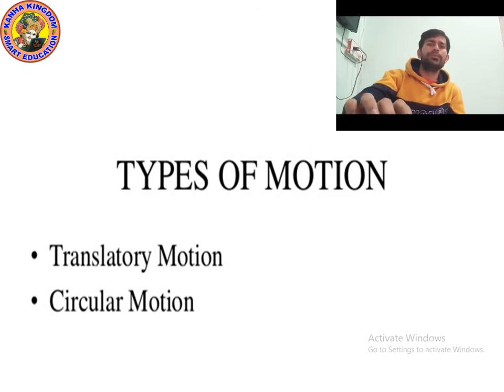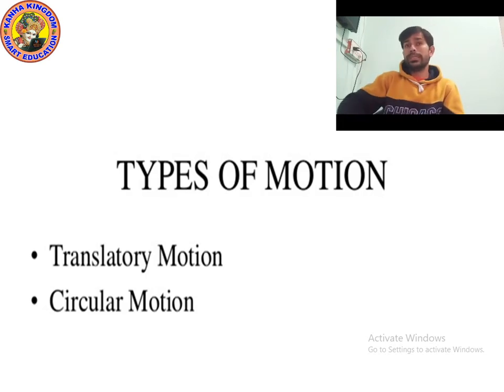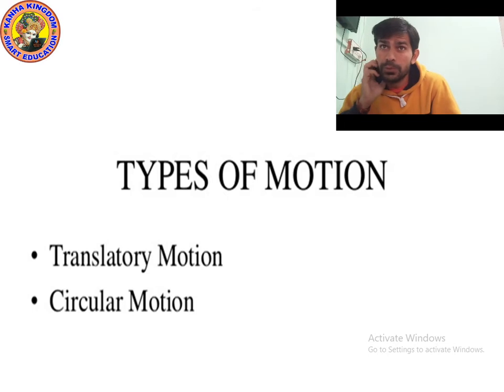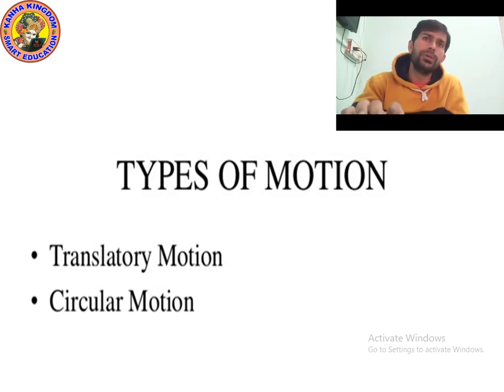In the same way, circular motion can also be categorized. There are two types of circular motion: revolution and rotatory motion. Okay, so these are the types.